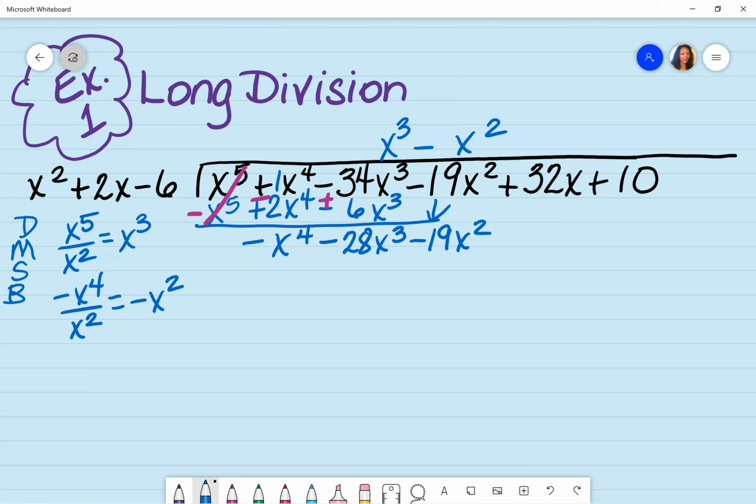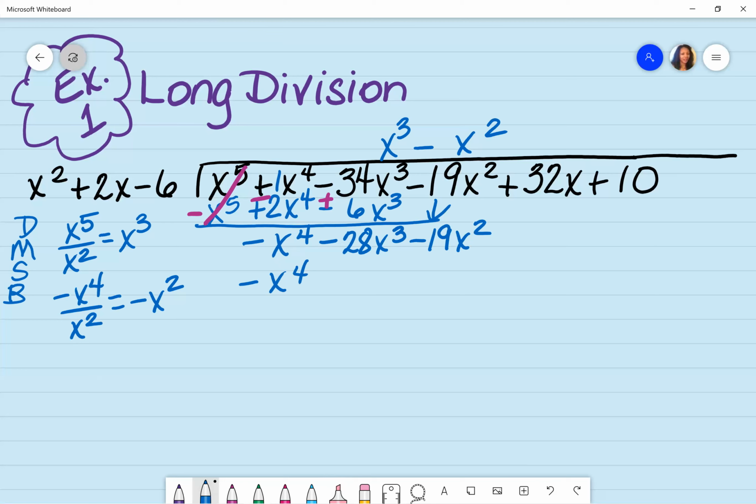All right, now I do the process again. I take the entire part of my quotient and multiply it to each term, including that sign. That's very important. It's going to look exactly like what's above it. It should be exactly the same. If it's not, you're doing something wrong.